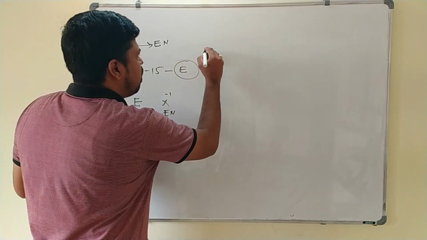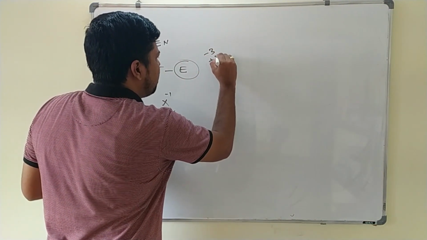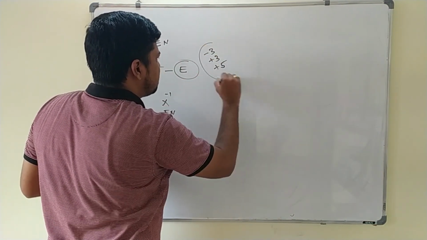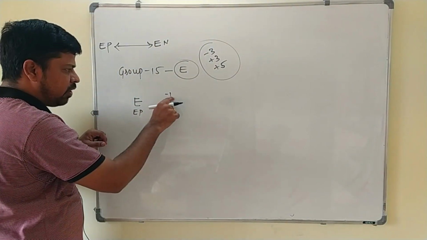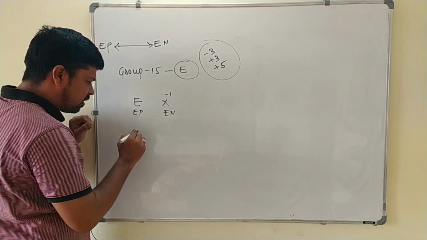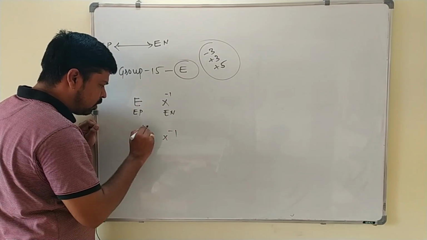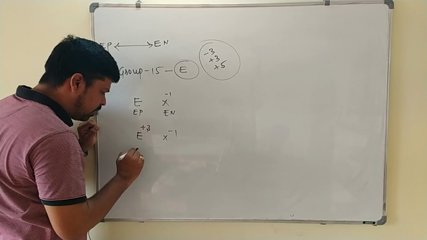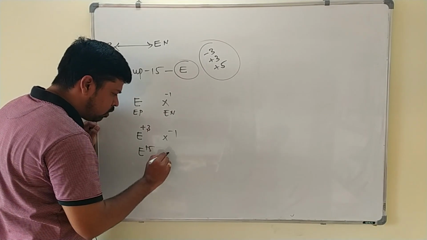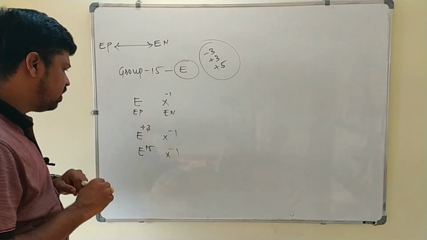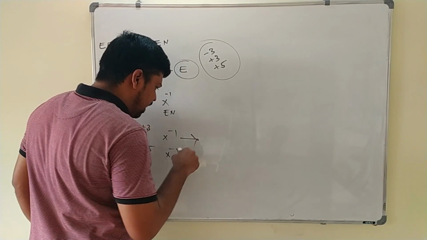Positive oxidation state. What are the oxidation states possible for group 15 elements here? -3, +3 and +5. So since this is showing negative, the group 15 element must show positive oxidation state here. So I will write this is -1. Positive, how many are possible? +3 is also possible and +5 is also possible. This is -1. So they will react to form what?